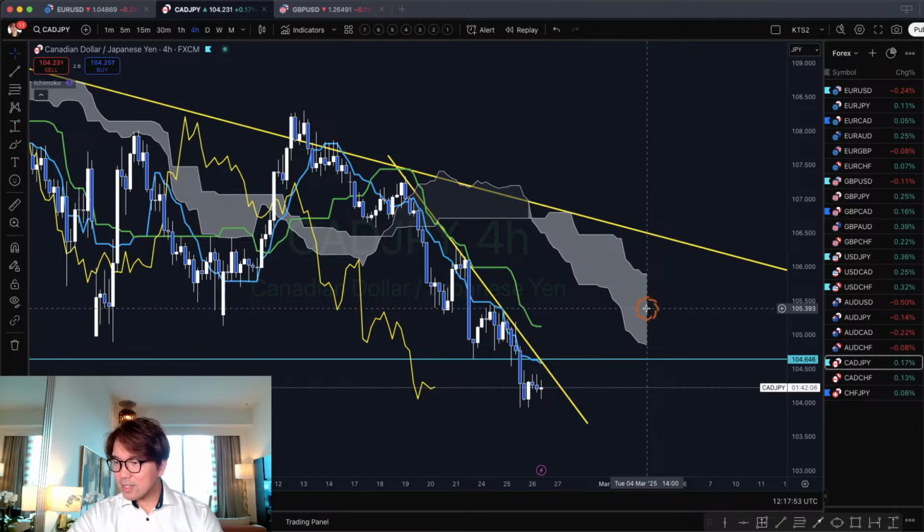The Kumo says, I was in the same CADJPY trade, entered after the breakout at 104.16, exited at the break-even. Okay, that's good. Break-even exit is the very first step you want to continue. Never lose is the key to success.